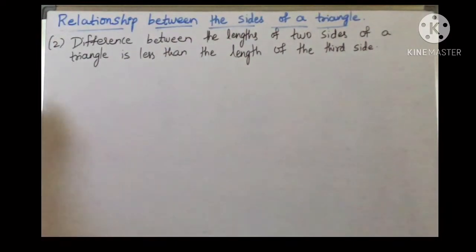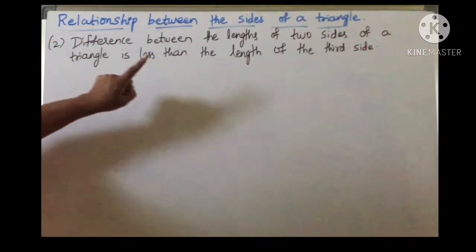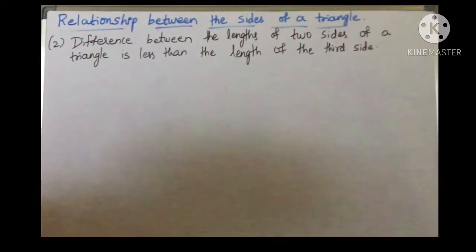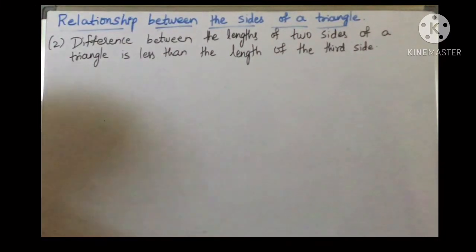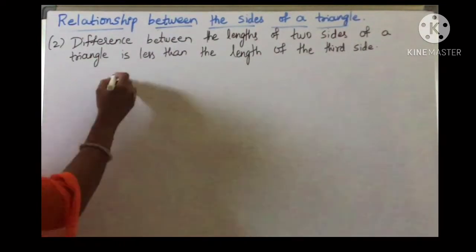Next, coming to second property, children. Difference between the lengths of any two sides of a triangle is less than the length of third side. What is meant by difference here? Subtraction. So when you subtract any two sides of a triangle, the value should be less than the third side. So I will show you with the example, children.